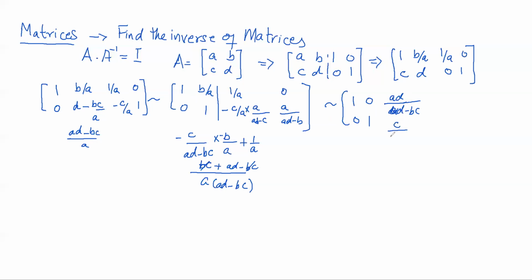C over AD minus BC, okay? And then since this value will now be multiplied with what? A over AD minus BC, okay? Then that will be multiplied by what? Minus B over A. So A cancels with A, and then that is added to this.